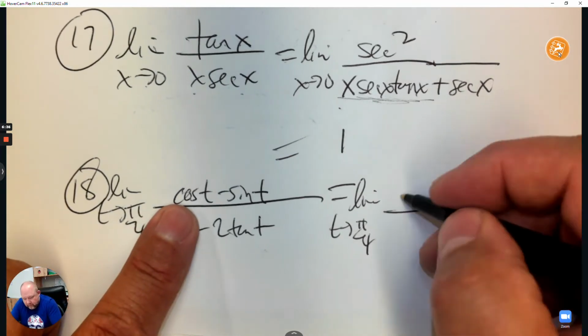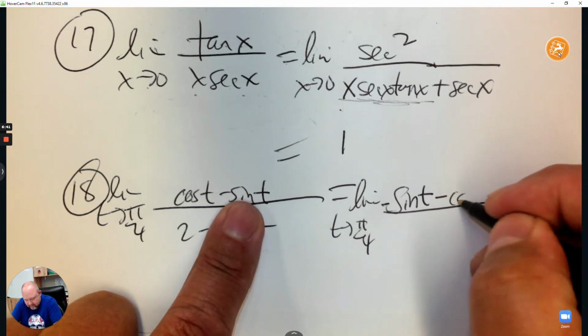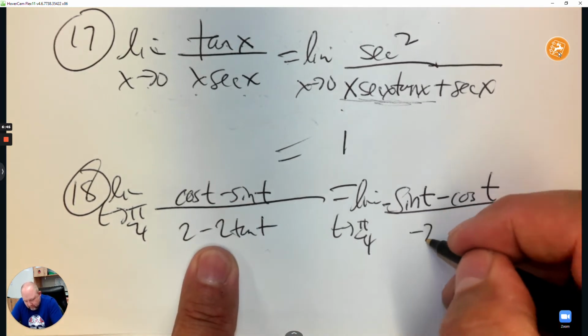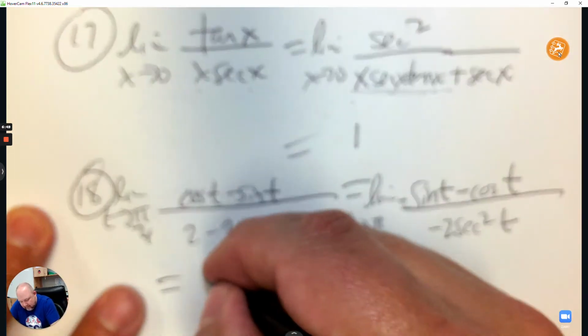So the derivative of cosine is negative sine. The derivative of sine is cosine, but it's negative because it was negative. Derivative of 2 is 0. This is negative 2 secant squared. And then evaluate at pi over 4.